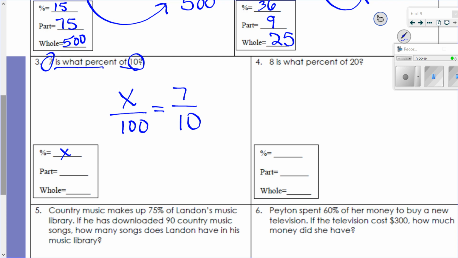Okay. Talk to me. How'd you get it? Talk to us about what you got. He said, okay, I went from 100 to 10, divided by 10. So I'm going to do X divided by 10 is 7. I could do it the opposite way, do my inverse. 7 times 10 is what? 70. So my X is going to be 70. Good.